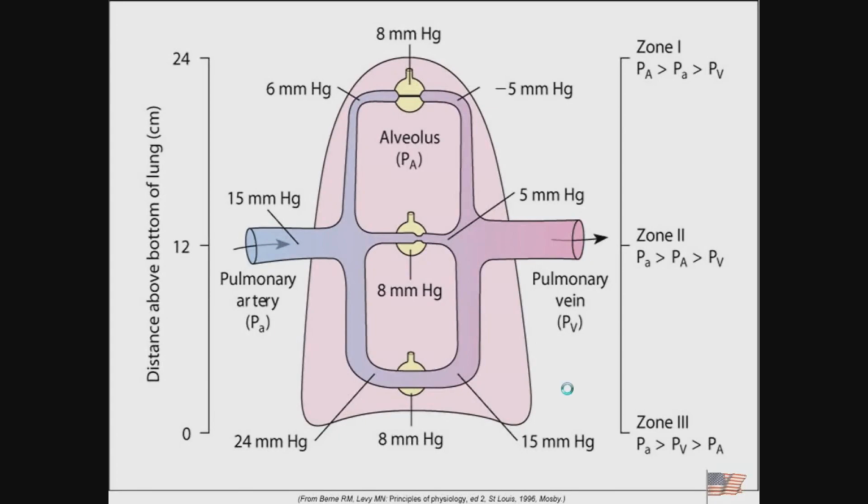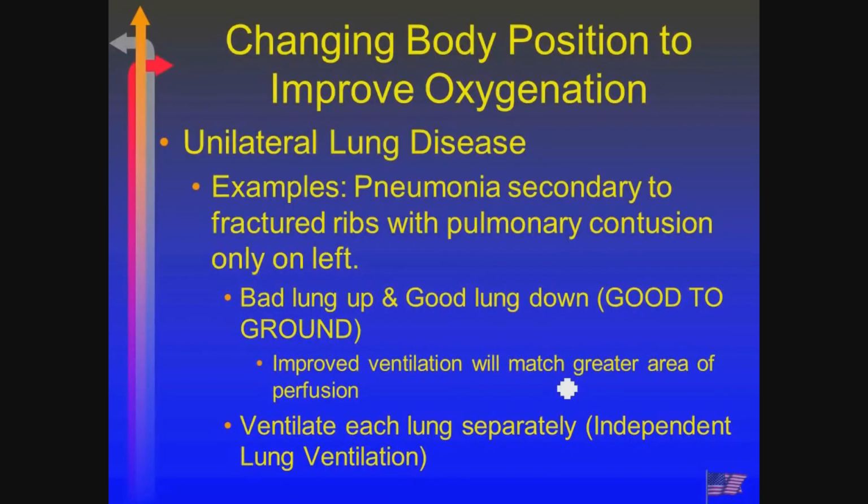Okay. Here's the important part that I want to get to, why I'm talking about this. So we have a unilateral lung disease. Say I have a massive pneumonia, fractured ribs, pulmonary contusion on one side, only on the left. Deceleration injury: an unseated, unbelted driver hits the steering wheel with his left chest.